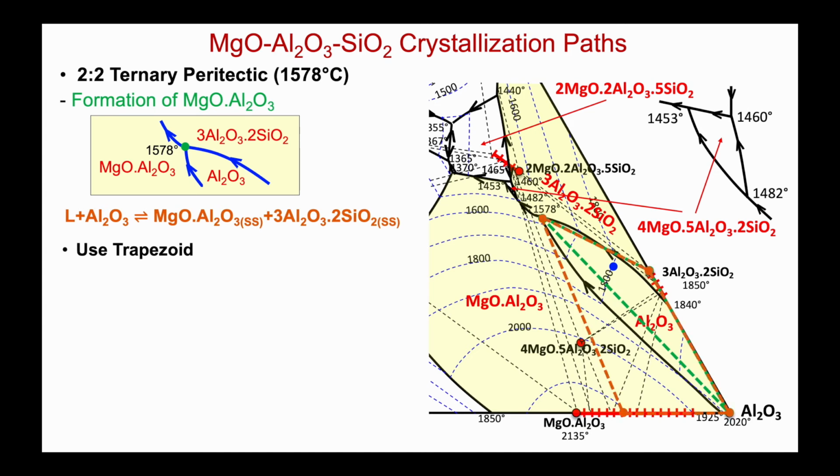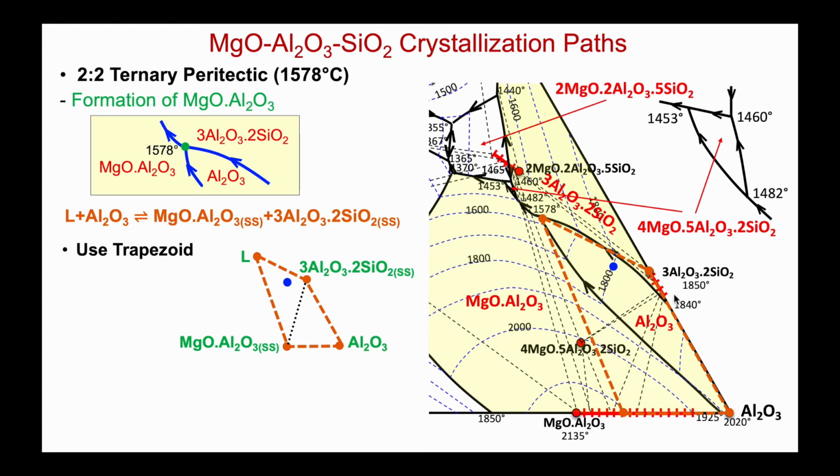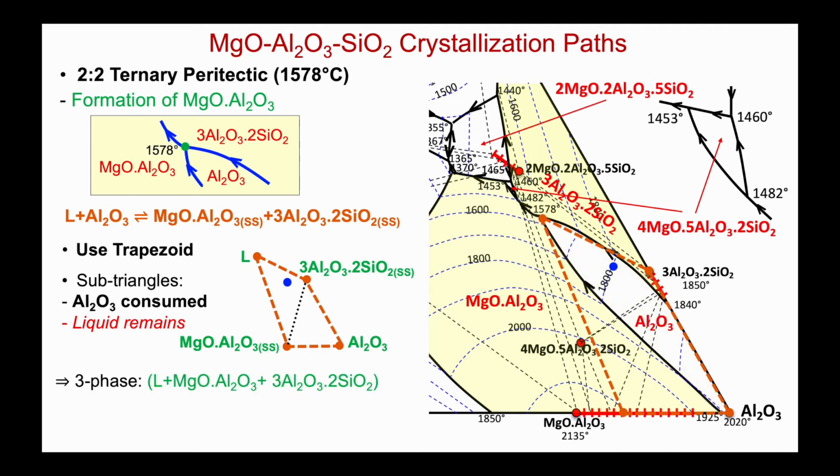Let's get rid of the tie triangle. Four phases coexist. Compositions shown. I pulled it out on the left side again here. Now our overall composition lies within this subtriangle, not within the subtriangle formed by the three solid phases, but within the subtriangle where the liquid is at one vertex. And so in this case, we will not consume liquid, but we'll consume Al2O3. And so we'll be left with liquid, 3Al2O3·SiO2 and MgO·Al2O3. The crystallization must continue. So these are the three phases remaining after the Al2O3 is consumed.